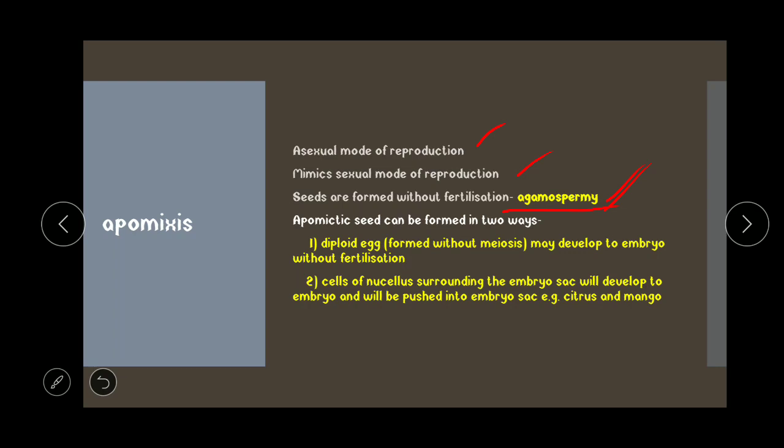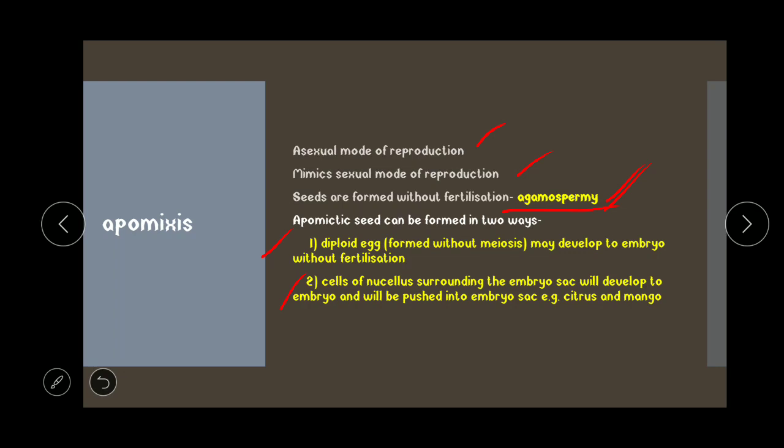So apomictic seeds can be formed in two ways. You have to remember the ways. What are the two ways? First of all, a diploid egg, formed without meiosis, can develop into an embryo. As you know, the egg is always haploid, being a gamete, but here meiosis will not take place. So from the megaspore mother cell, spores will not be formed, and the egg cell will be diploid, that is with ploidy 2n.